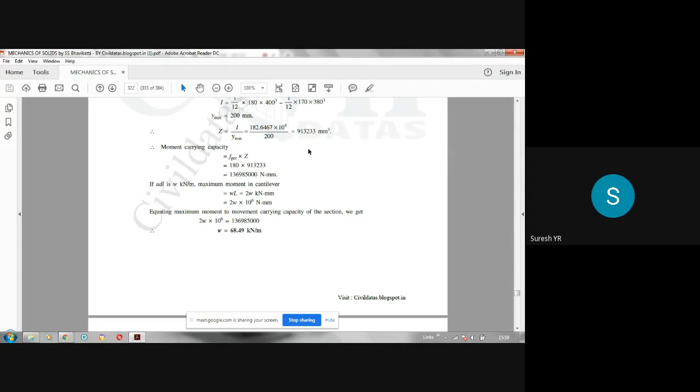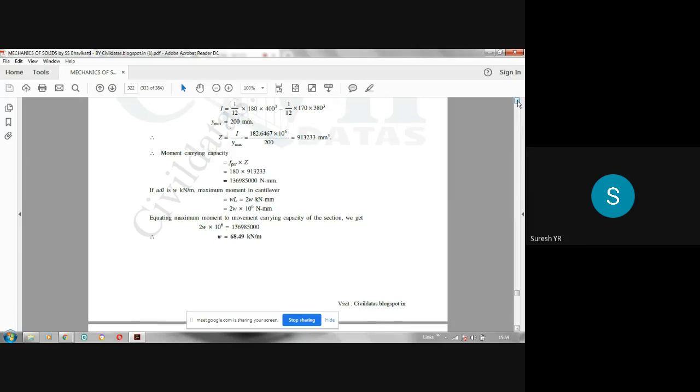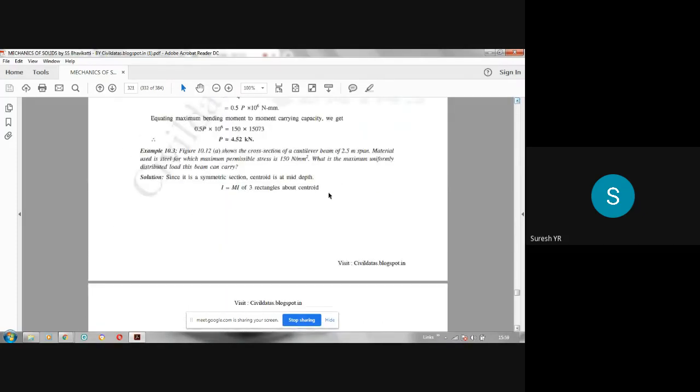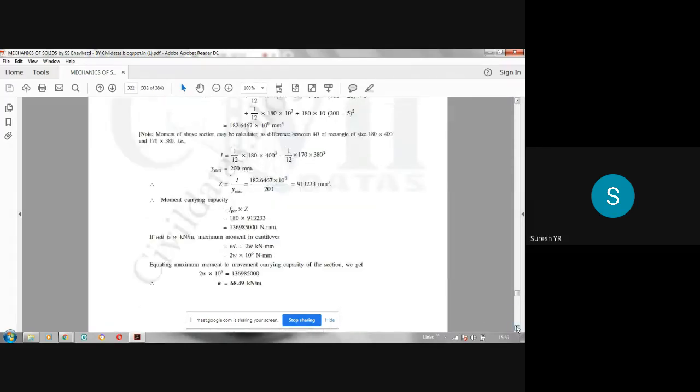So all this you have to calculate. Check the answers later. Then moment carrying capacity is nothing but permissible bending stress multiplied by Z. Permissible bending stress he has given 150. Once again mistake is there here. I think he has given 150. Please check all this. Some corrections are there in this. That's 150 he has given. Please take it as 150. You do that correction. 150 into Z is this.